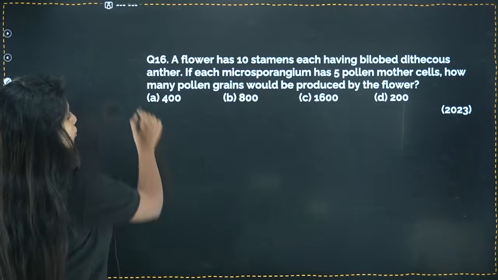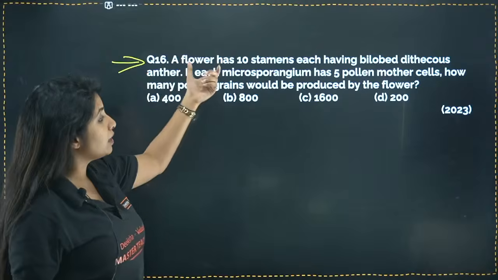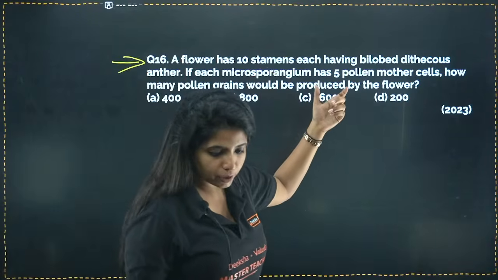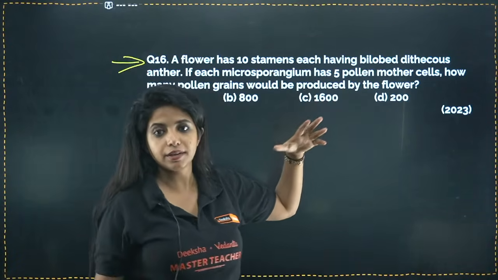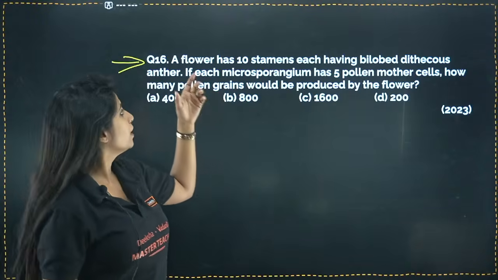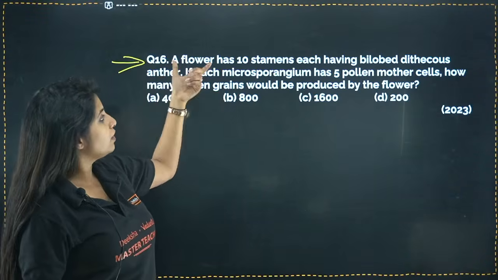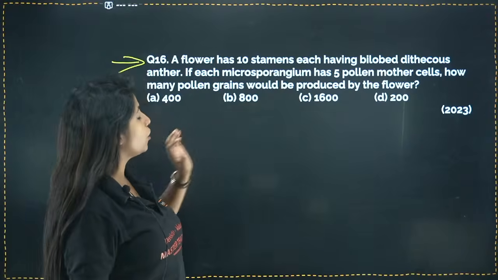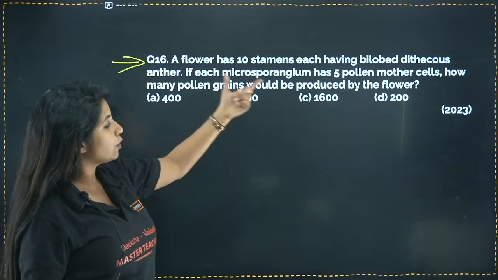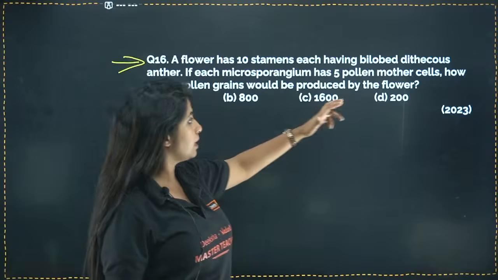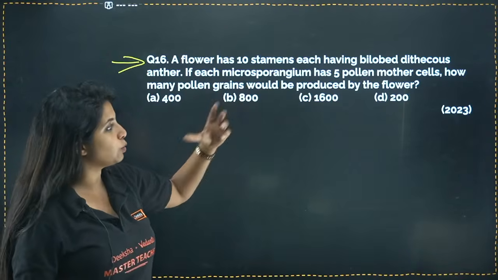Fine. Try to do this question. Question number 16. Now everyone open a book and a pen and a paper and everything that you need. Nothing else, okay? Not a calculator. A flower has 10 stamens, each having bilobed dithecous anther. If each microsporangium has 5 pollen mother cells, how many pollen grains would be produced by the flower?